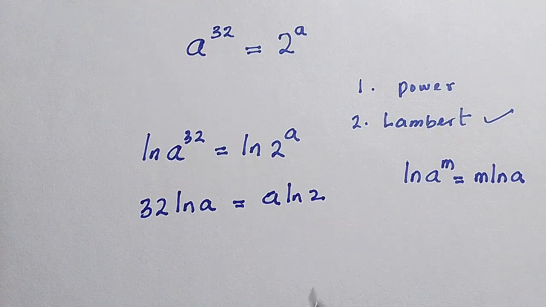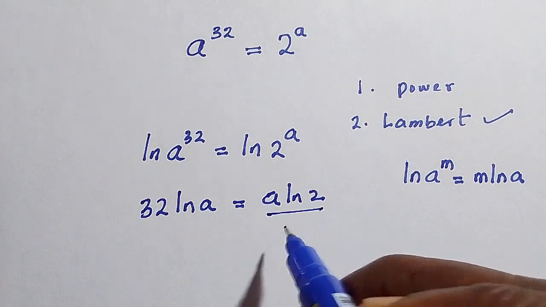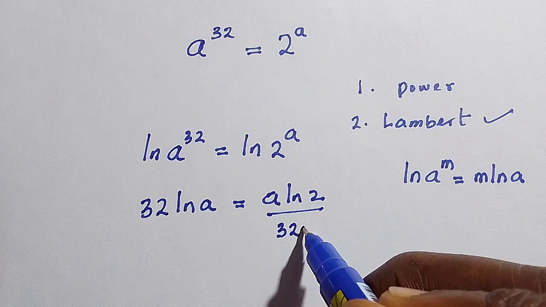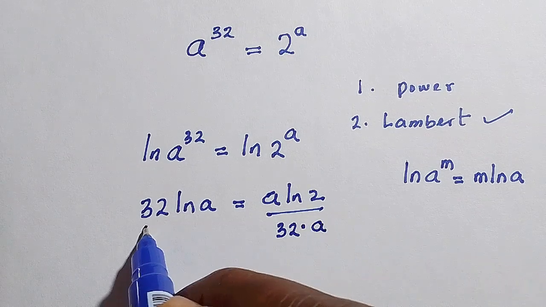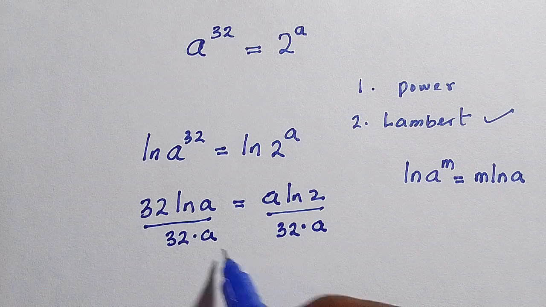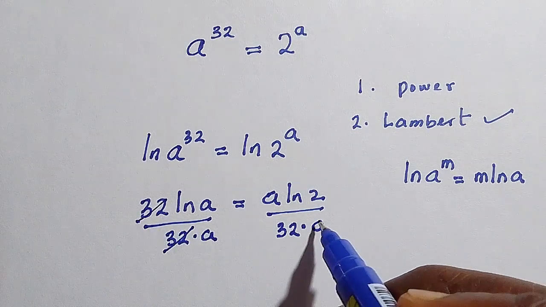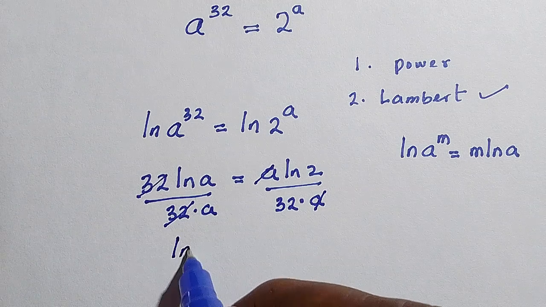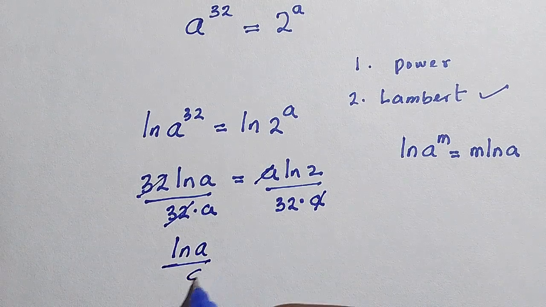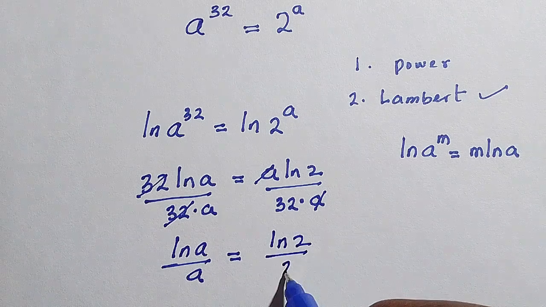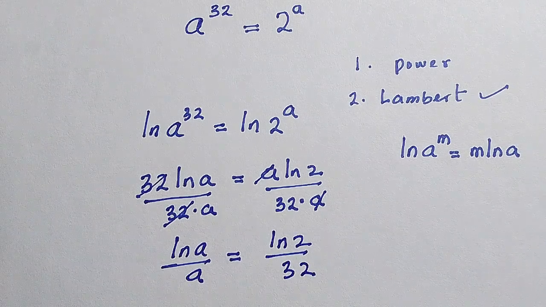And let's try to do proper grouping, as let's say we divide both sides by 32 multiplied by a, and also 32 multiplied by a here. So 32 cancels 32, and a cancels a. Then from here we have ln a divided by a equals ln 2 divided by 32.